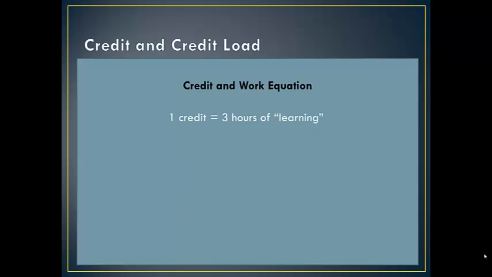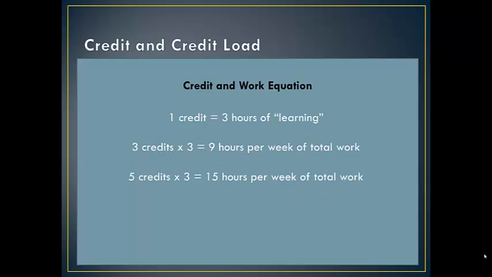1 credit equals 3 hours of learning. If you are taking a 3-credit class, you need to multiply that by 3 hours of learning to find out how many hours of total work you need to put in a week. So you are taking a 3-credit class, you multiply that by 3 hours of learning, which equals 9 hours of total work that you need to put in per week. If you are taking a 5-credit class, you will multiply that by 3 hours of learning to equal 15 hours per week of total work.